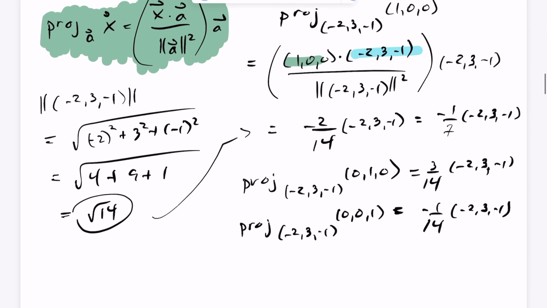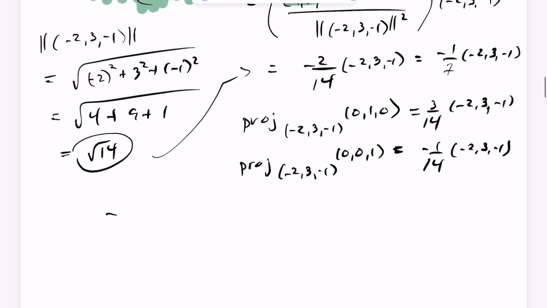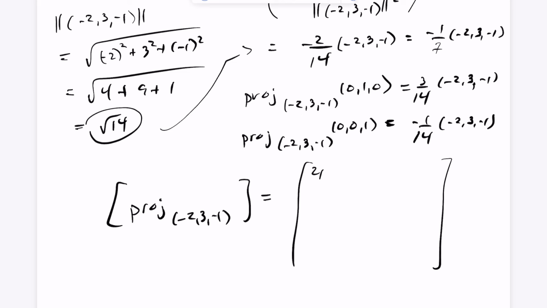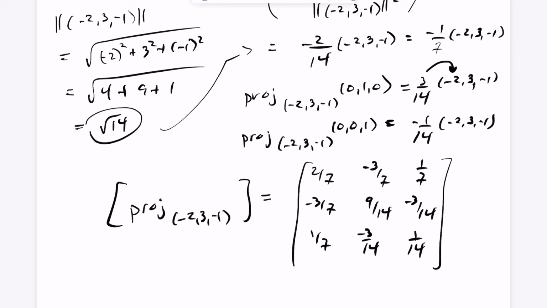So going ahead and putting this in matrix form, we're going to get the following. Again, we write this column-wise. So this first column is going to end up being 2 over 7, -3 over 7, and 1 over 7. Then, if I reduce this, distributing that in, the next column will be -3 over 14, 9 over 14, and -3 over 14. And the next one is going to be 1 over 7, -3 over 14, and 1 over 14.